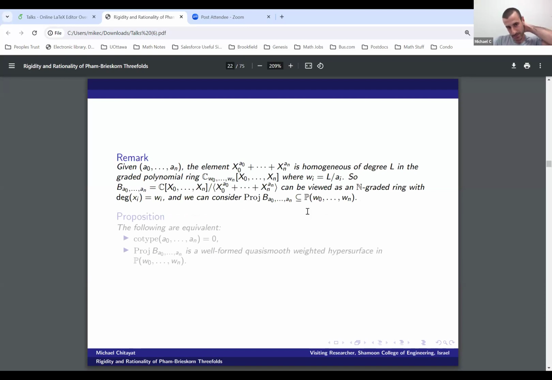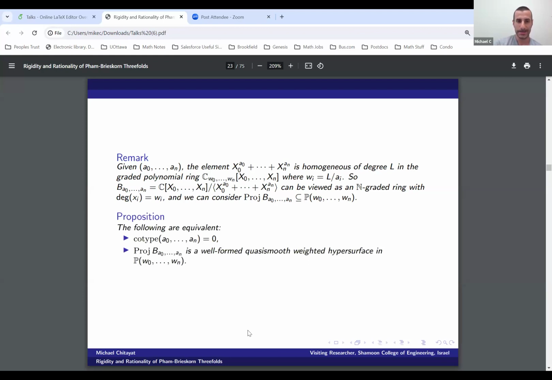So a remark. Whenever we have a tuple like this, we can view this element, which is an element of our polynomial ring, as a homogeneous element of degree L in this graded polynomial ring, where the weights are defined to be L over AI. Remember, L is the LCM of the exponents here. And so our Pham-Brieskorn ring can be viewed as an n-graded ring where the degrees of the generators are these WIs, which are equal to L over the AI. And then it makes sense to consider the proj of this graded ring, which in turn is a closed subvariety of this weighted projective space.